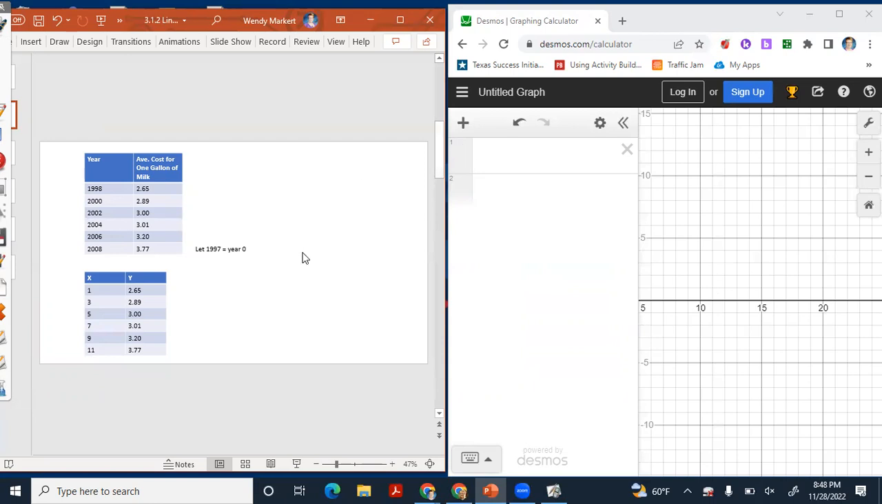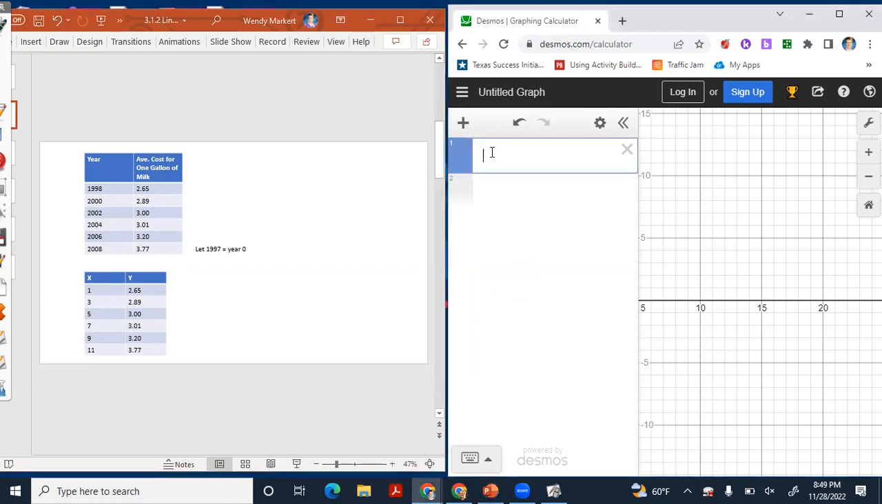But before I do that, we could leave the years the same, but then I'd have to really be careful about my scale when graphing. Or I could let 1997 be year 0, so 1998 would be year 1. 2000 would be year 3. 2002 would be year 5, and so on. So this is the table that we're going to graph in Desmos.